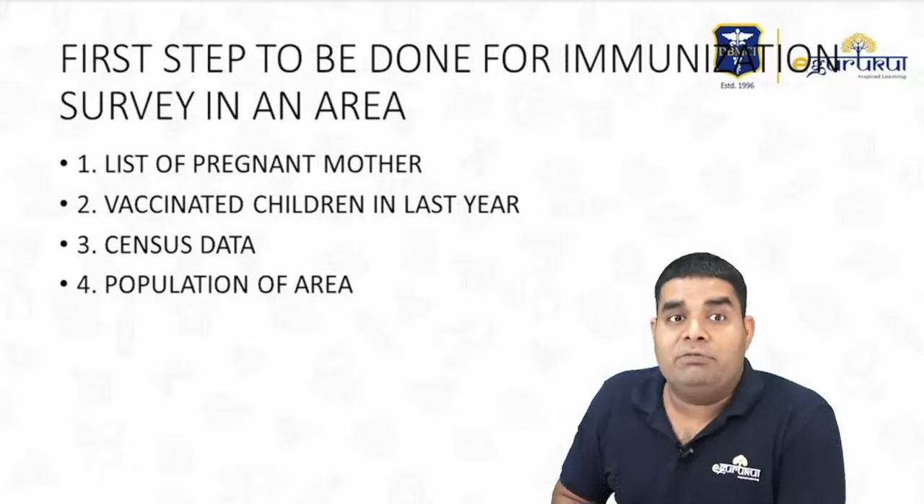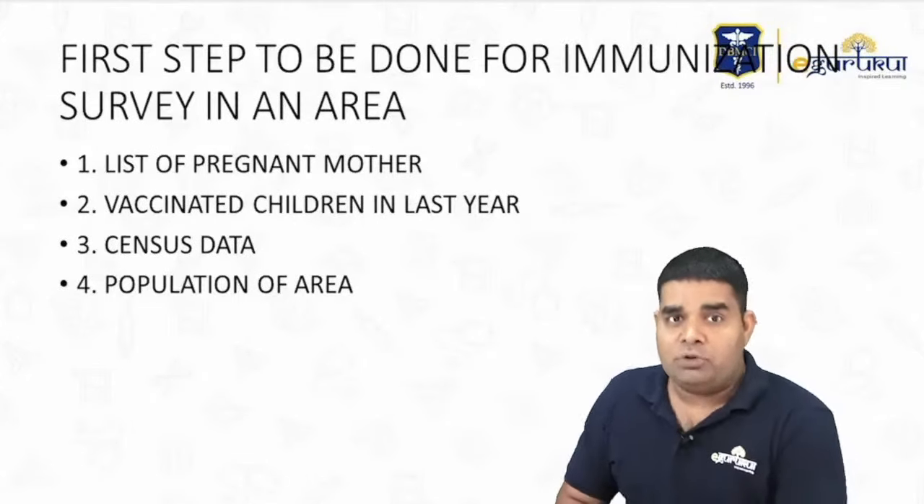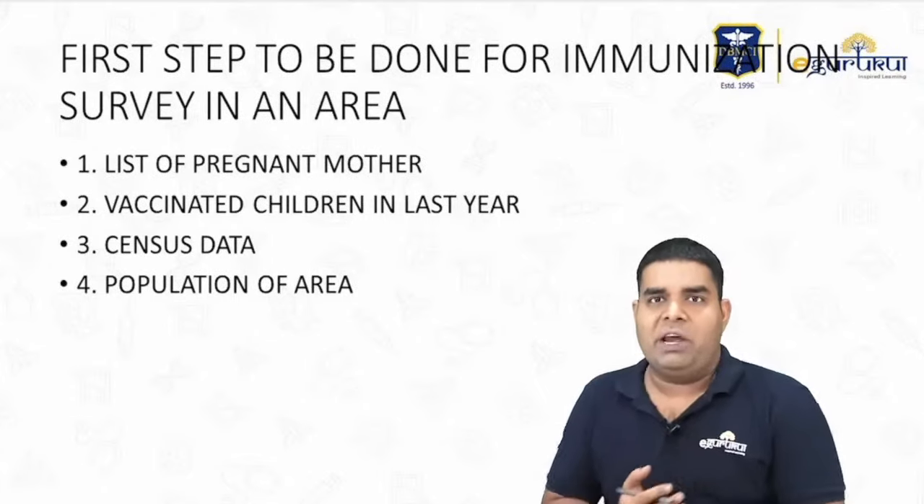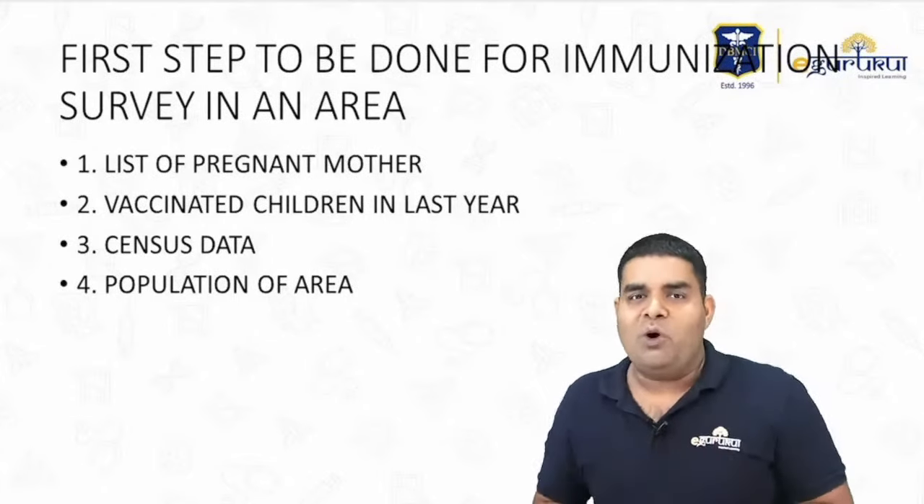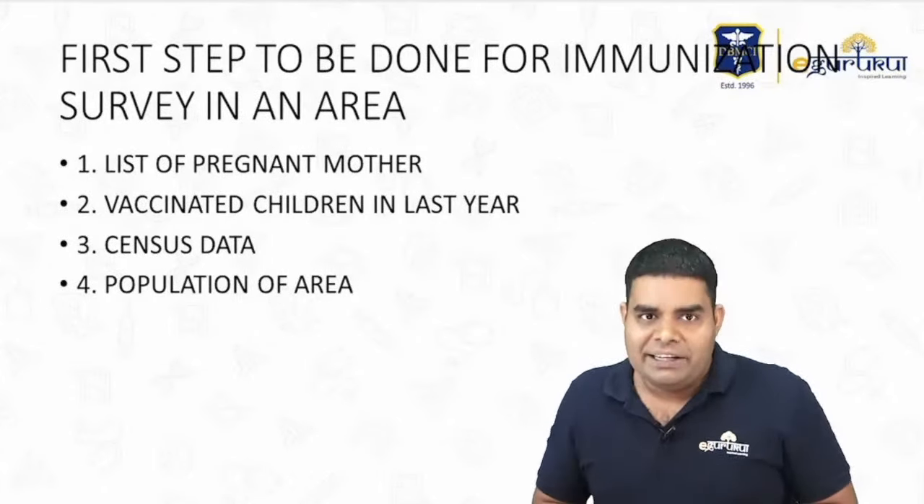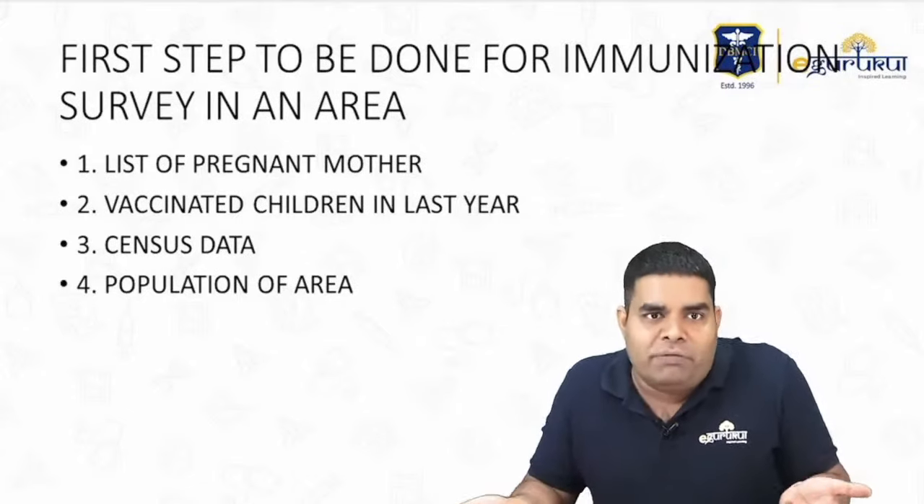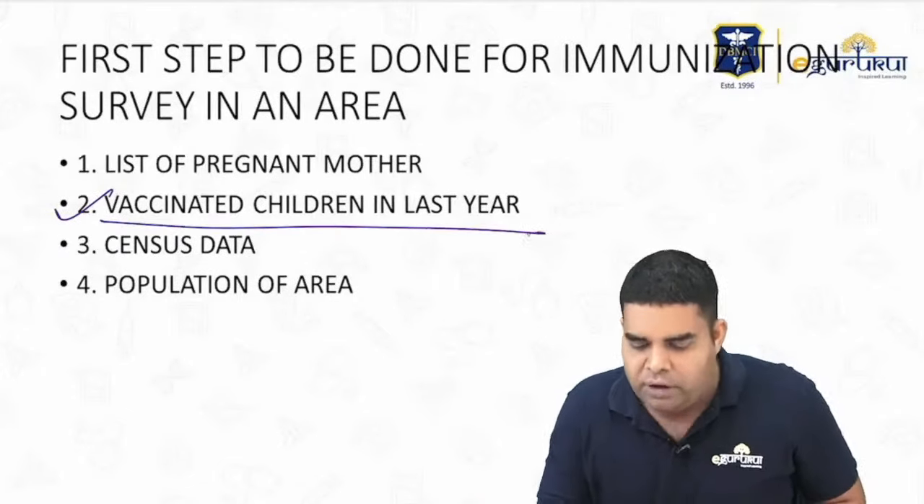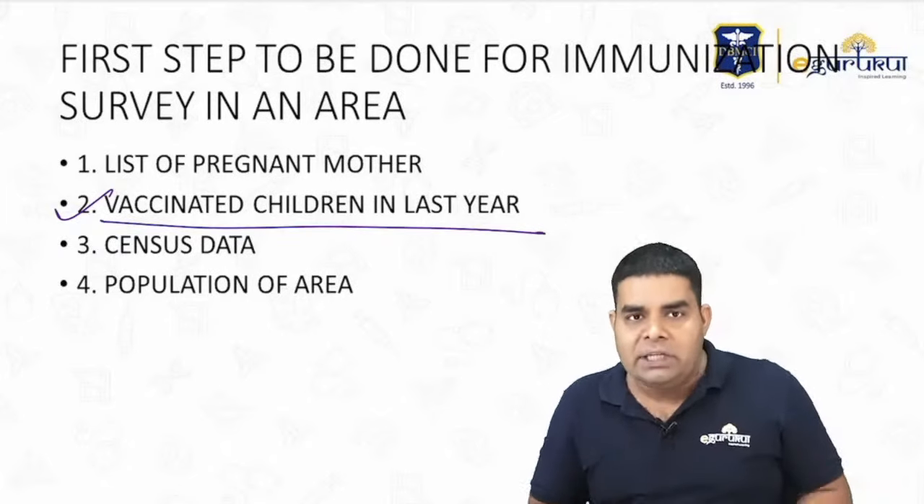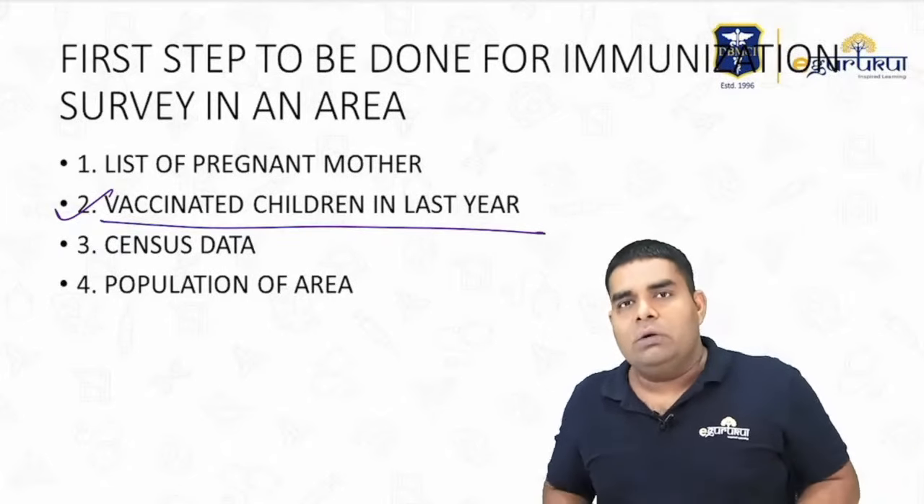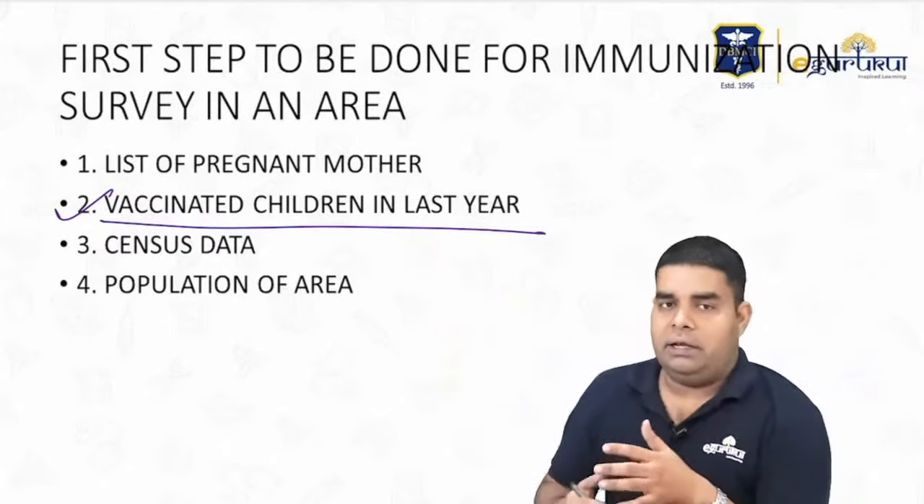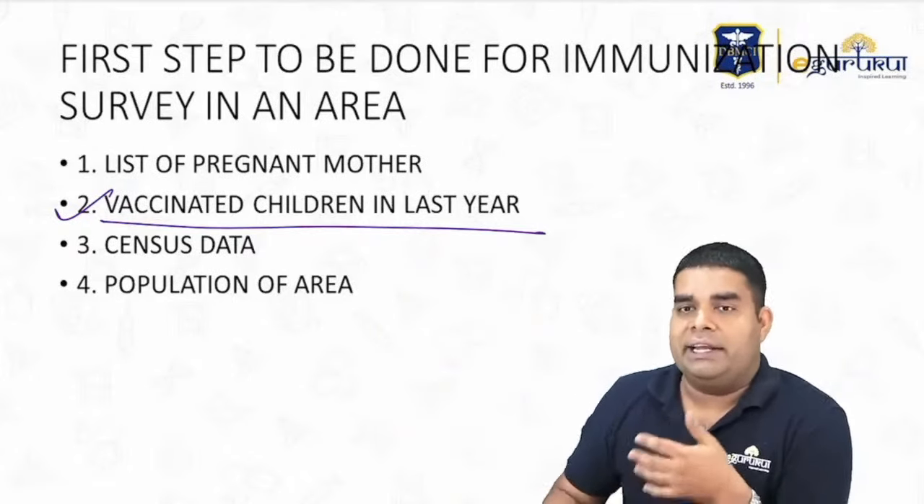What is the first step to be done for an immunization survey? If you are doing an immunization survey, what do you want to know? You want to know how many children are vaccinated. So what will you try to know first? First you will try to know how many children are vaccinated in the last year. By that you can know whether the immunization is going well in that area or not.